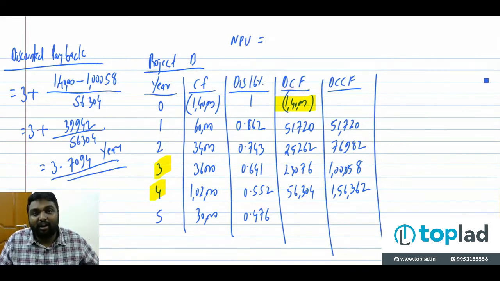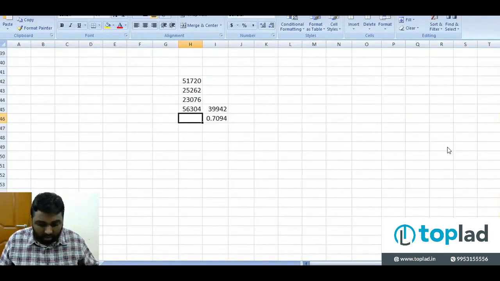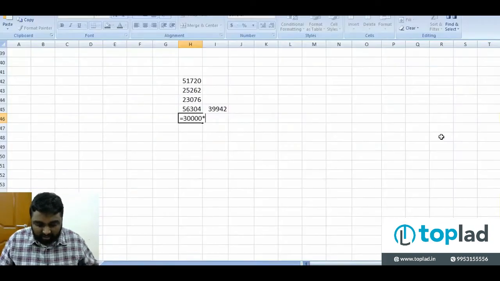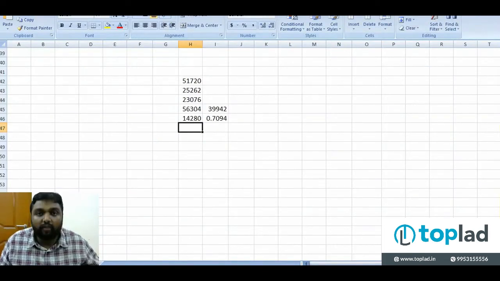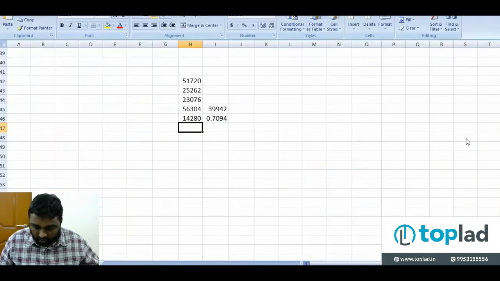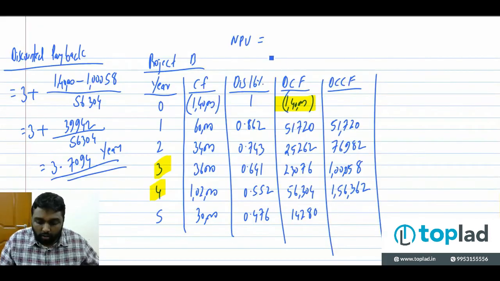Present value of cash inflow. So we have to do for one more year. Then only the answer will be complete. So what will be that one more year? 30,000 into 0.476. You will get 14,280. You can add all the positive.